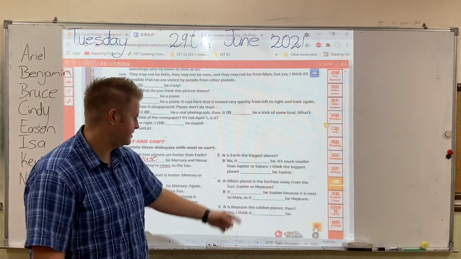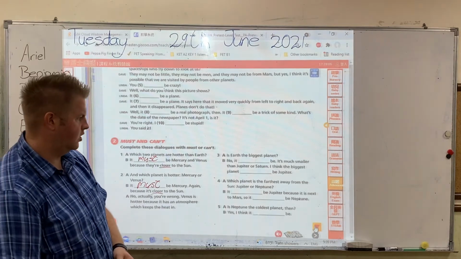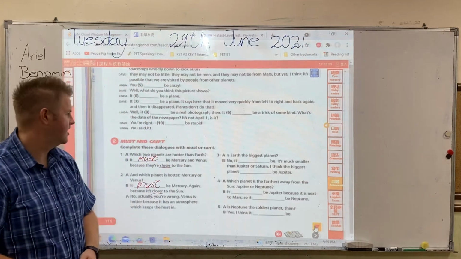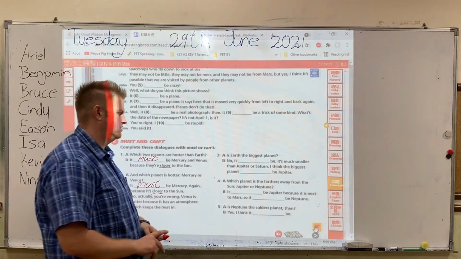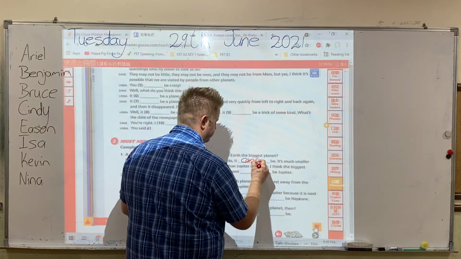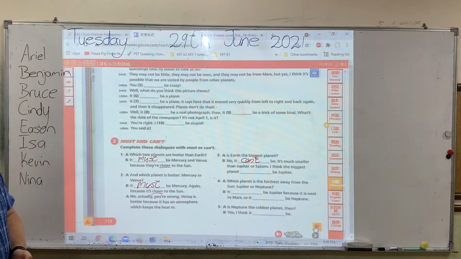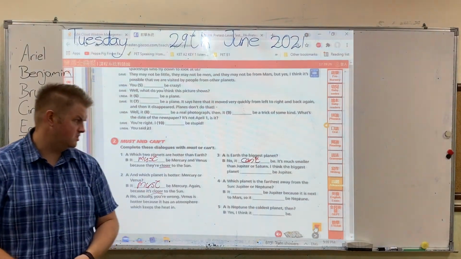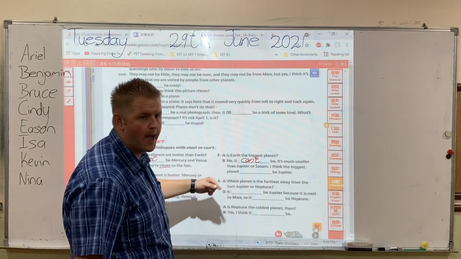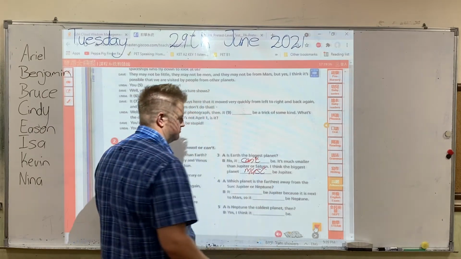Number 3. Is Earth the biggest planet? No. So when we have no, it's a negative. No is a negative. So no, it can't be. No, it can't be. It's much smaller than Jupiter or Saturn. I think the biggest planet must be Jupiter. So if it should be, it must.